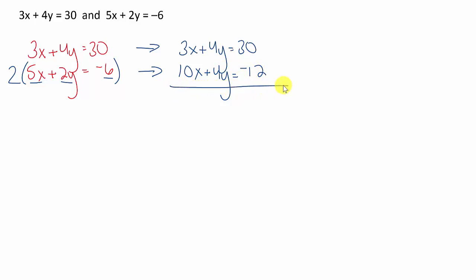So now I just have to decide, am I going to add or subtract? Well, these are the same signs. So 4 plus 4 would give me 8, and that's not what I want. So I have to subtract here. That tells me I'm going to subtract every term from the top, or the top from what's on the bottom.